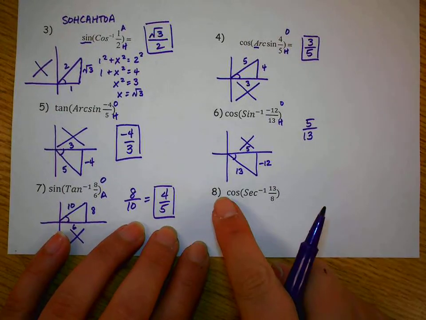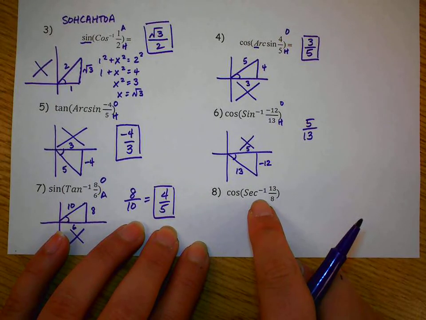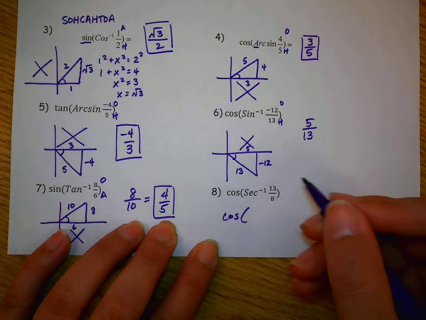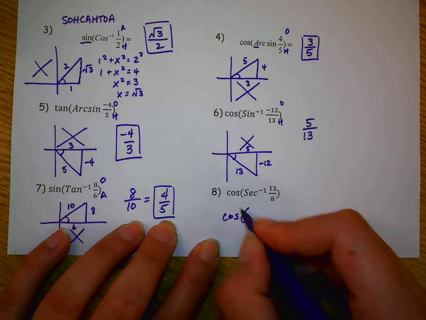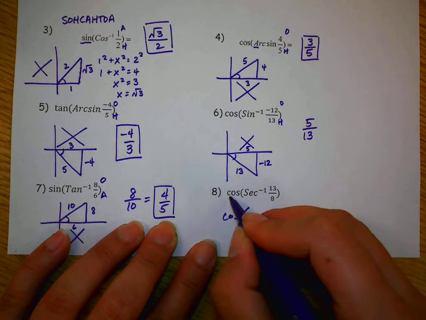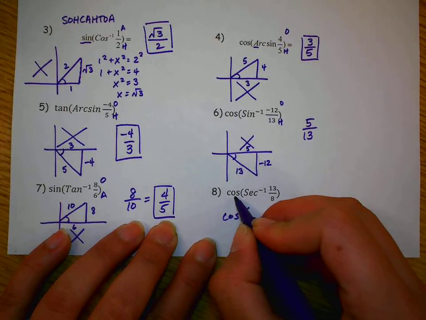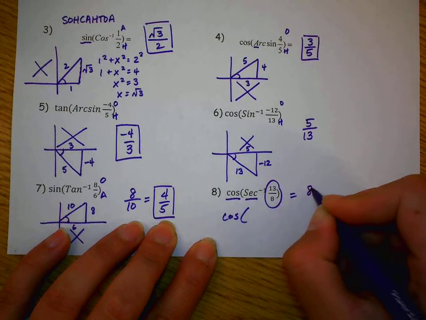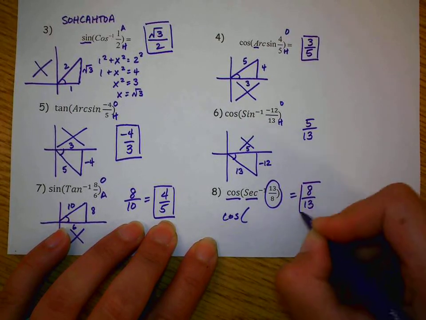Lastly, we have cosine of arcsecant of 13/8. So I would rewrite this, cosine, secant. Oh, we don't even have to draw this. Remember that these two are reciprocals of each other. So if these two are reciprocals of each other, we're going to pretty much take the reciprocal of the argument, and that would be it.